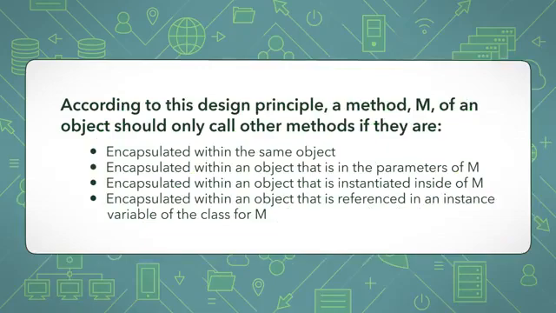According to this design principle, a method, M, of an object should only call other methods if they are encapsulated within the same object, encapsulated within an object that is in the parameters of M, encapsulated within an object that is instantiated inside of M, or encapsulated within an object that is referenced in an instance variable of the class for M.